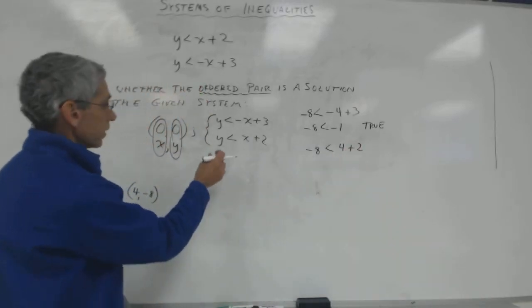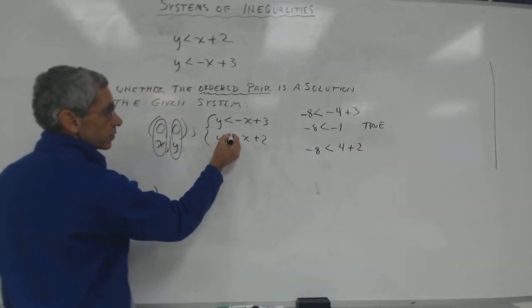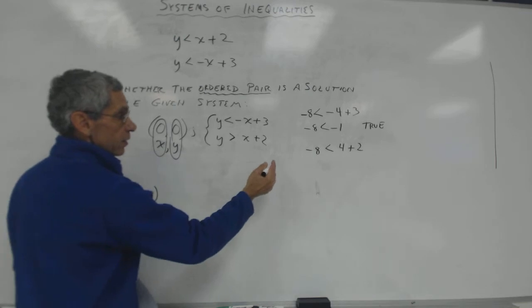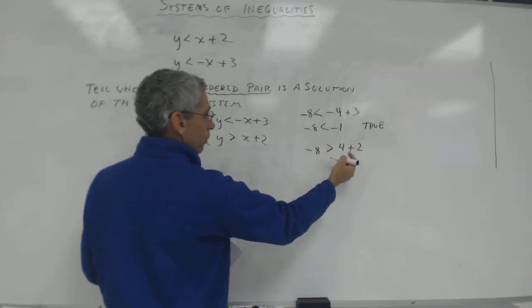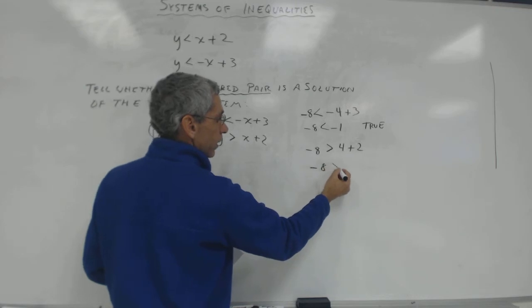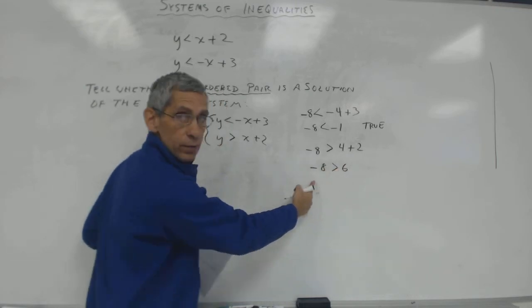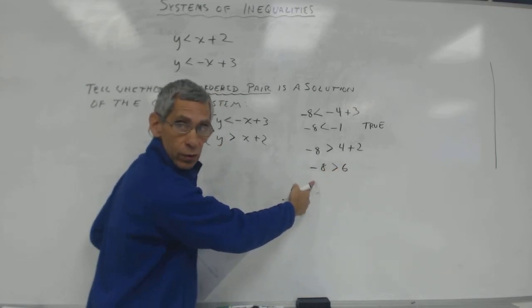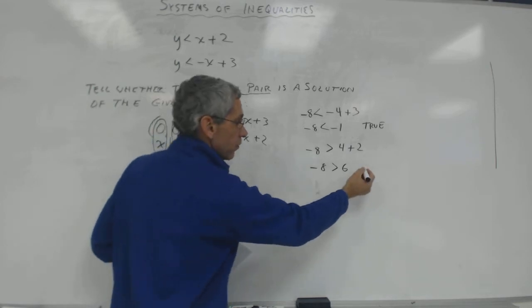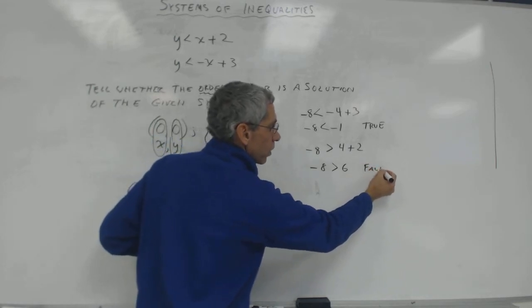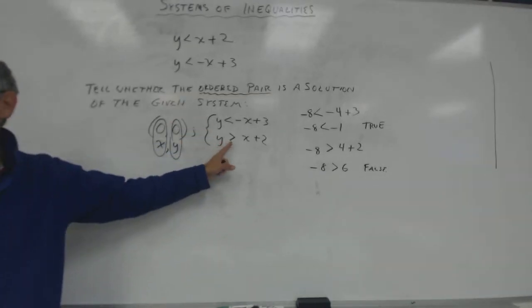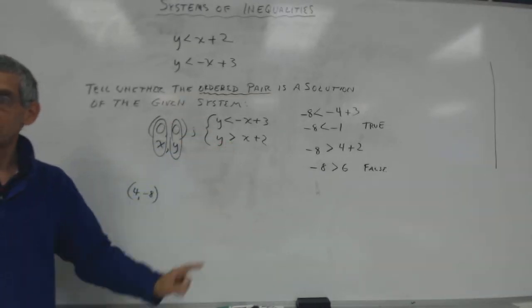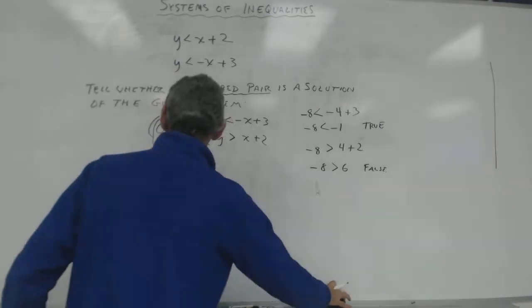See, that's what I could have done. Let's say I changed this one to this, and then this second one I said -8 is greater than 4 plus 2. So -8 is greater than 6. Is that true or false? You agree with me? For sure? That's false. Therefore, that is not a solution to this system the way I just changed this inequality. Right? All right. So that's that.